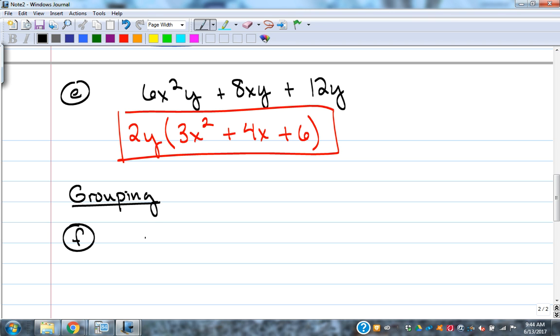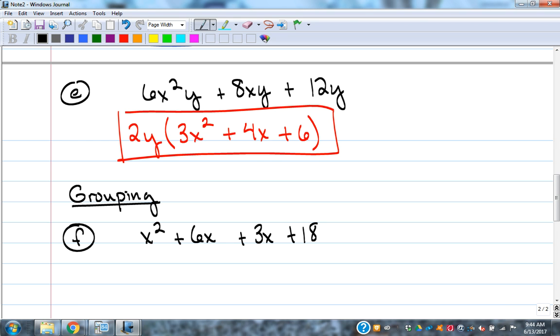Okay, so let's start with this problem. X squared plus 6x plus 3x plus 18. And I know the 2 in the middle are like terms, but don't put them together. There's a method to my madness here. We're trying to break it apart. So that's why you don't want to put them together here.